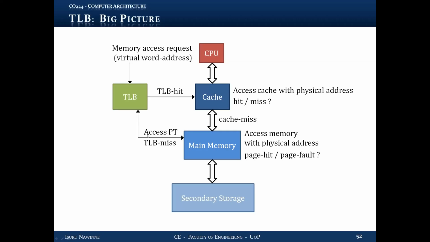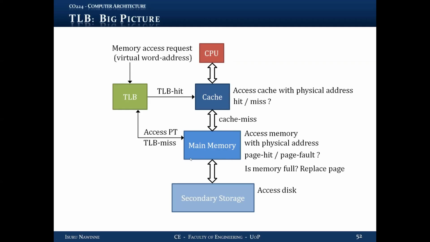So if you have a page hit, we can use the address translation to access the memory and at the same time update the TLB, then update the cache and send the data to the CPU. If you have a page fault, then we have to access the disk, fetch the missing page, and if we have an empty frame in the memory, update it, update the page table, update the TLB, update the cache, and send the data to the CPU.